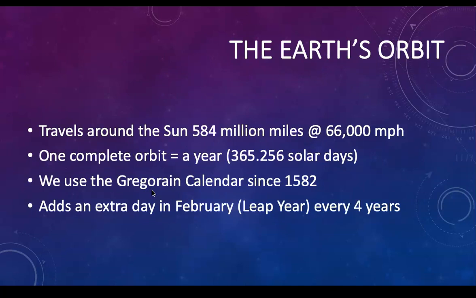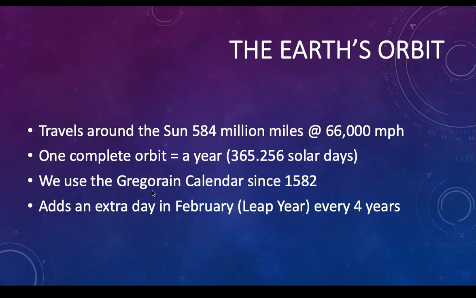All right, how long does it take to get around the sun? So orbiting is different than rotating. Rotating is us spinning on our axis. Orbiting is what we do to go around the sun. As you know, it takes a year. Actually, it takes a year and a quarter.